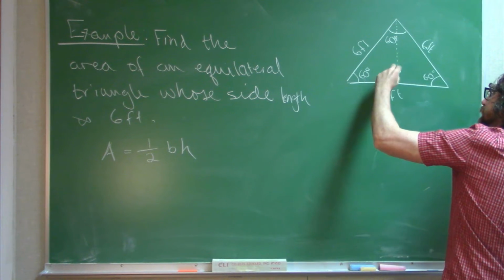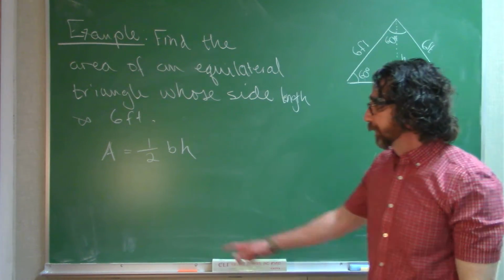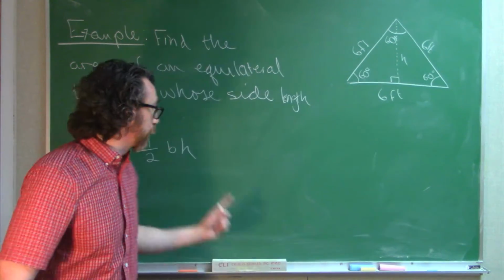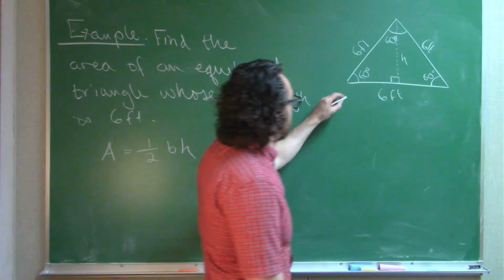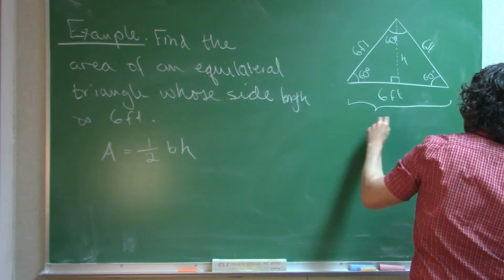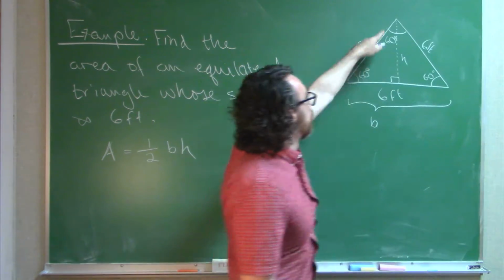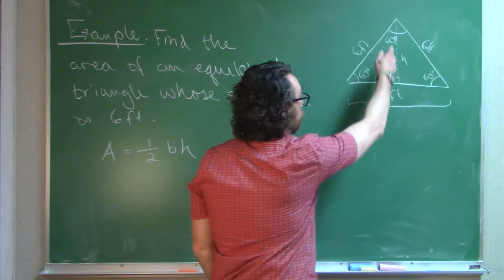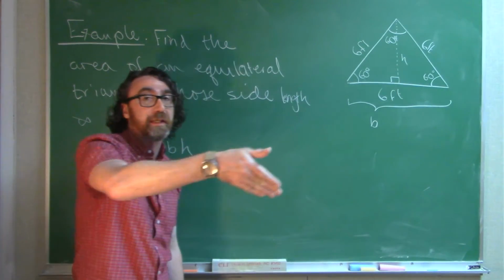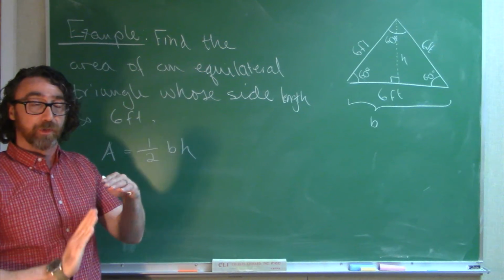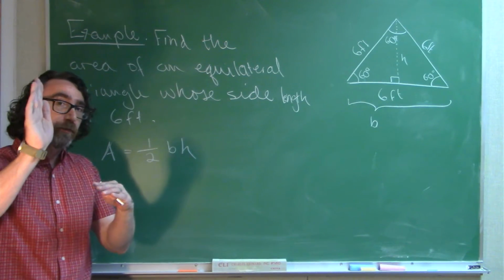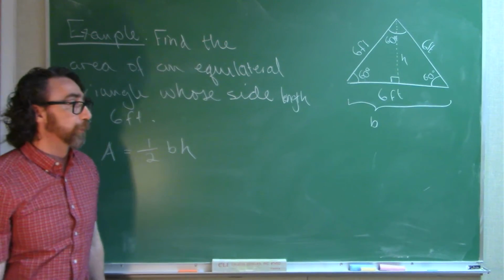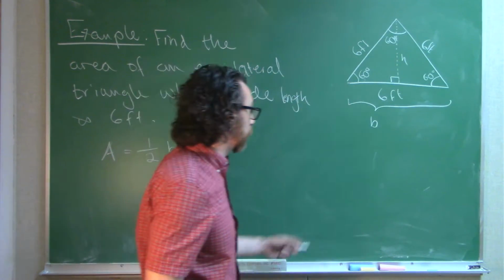Now what I really need to find this area is the height. I take 1/2 the base times the height. So here's my base. There's my height. I don't know what that height is. And of course, the height has to be measured perpendicular to the base. It's the distance from the base to the apex of that triangle measured perpendicular.